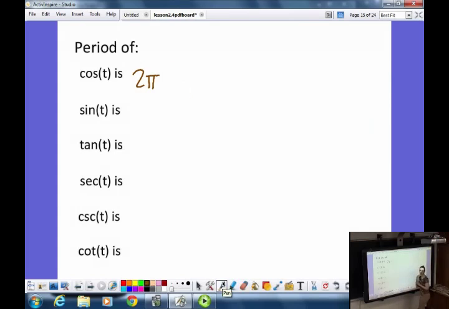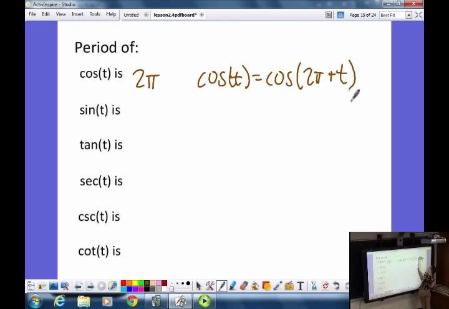They're trying to show that cosine of t is equal. If you wrote cosine of t equals cosine of t plus 2 pi, that's true. The period is 2 pi. But if you wrote the equation cosine of t is equal to cosine of 2 pi plus t, that's what the book's saying. It's just saying every 2 pi makes it back the same, but the period is 2 pi. Okay, thanks. All right.